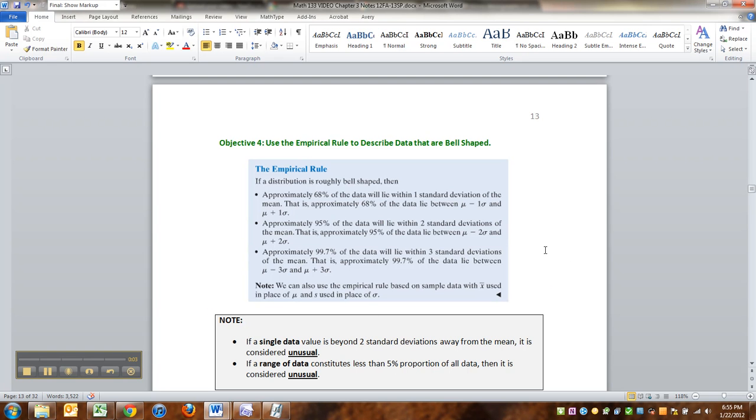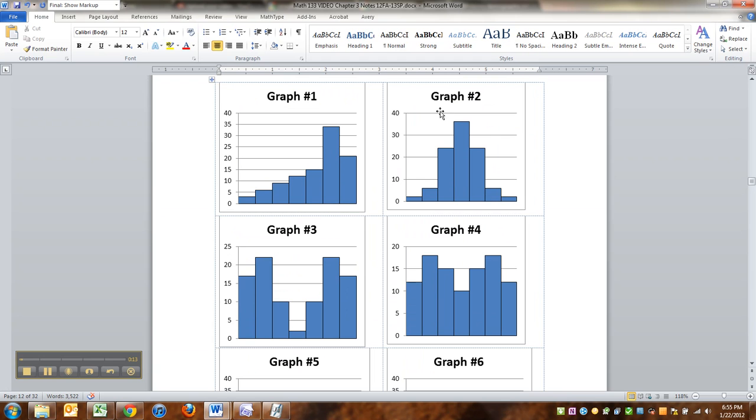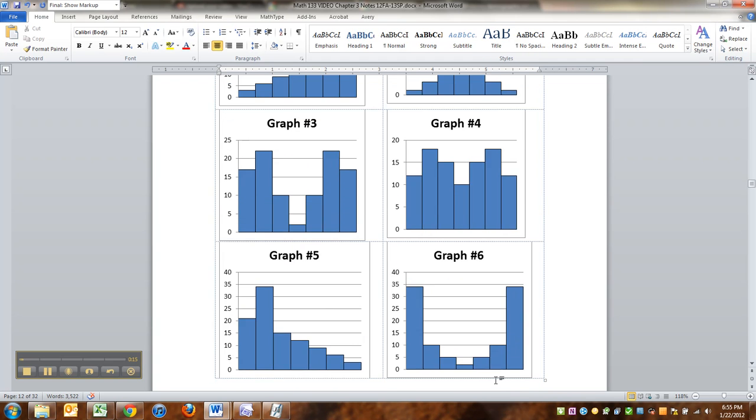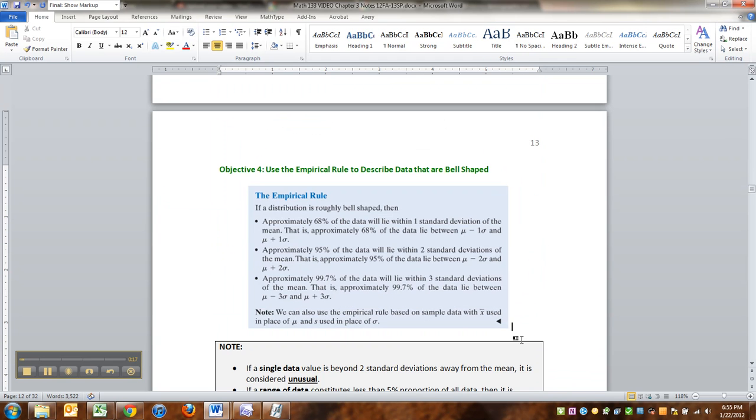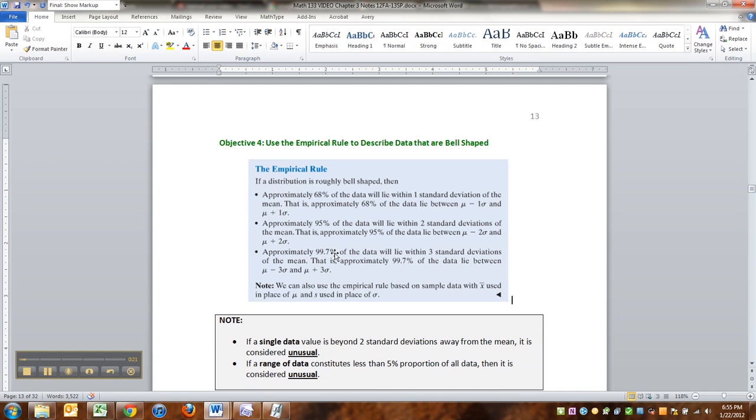Another important fact about the standard deviation is something called the empirical rule. The thing about the empirical rule is that it's only available to use if the distribution is bell-shaped. If it makes this shape from graph number 2, then you can use the empirical rule. Some places or some books call it the 68, 95, 99.7 rule.